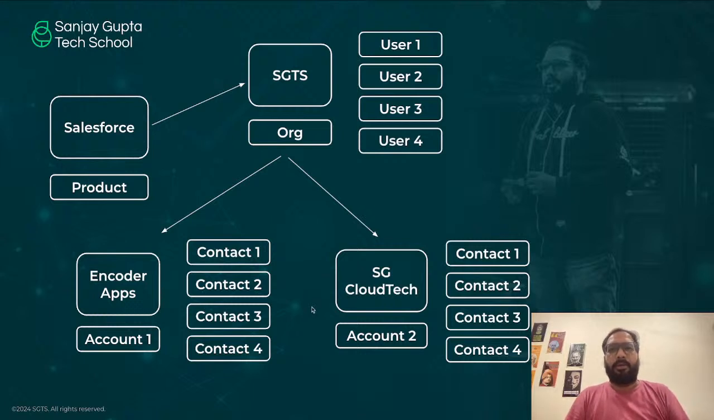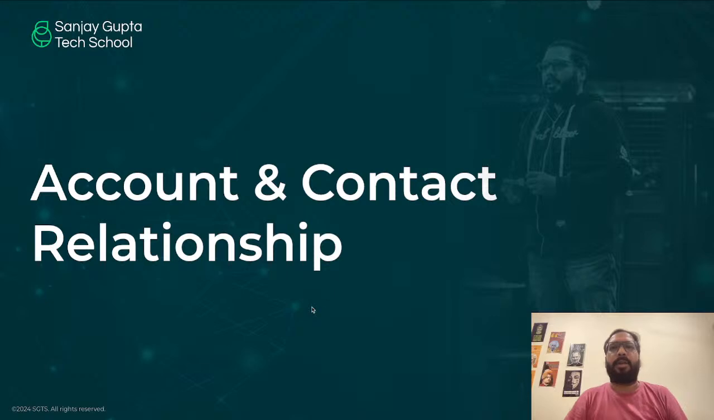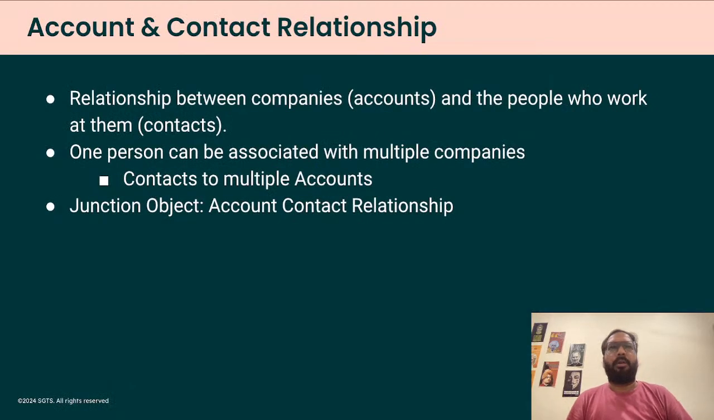Okay, now moving forward, we need to understand account and contact relationship. So we already discussed how we can create one-to-many relationship between account and contact. But apart from that, if you focus on the second point, one person can be associated with multiple companies. So that is also possible. So right now what we did, we created one account, and with that one account we created many contacts. So it was one-to-many relationship. One account is having many contacts. Now other way around is possible. One contact can be associated with multiple accounts.